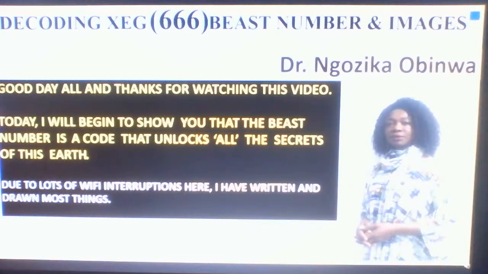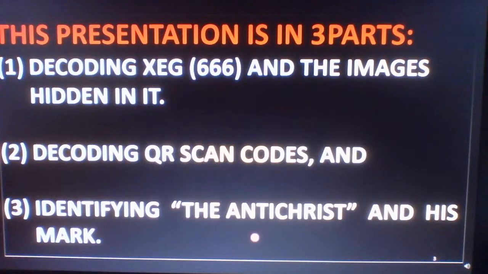Today I will begin to show you that the beast number is a code that unlocks all the secrets of this earth. Due to lots of Wi-Fi interruptions here, I have written and drawn most things. Hopefully you'll be able to see it to read it. This presentation is in 3 parts: decoding SEG and the images hidden in it, decoding QR scan codes, and identifying the Antichrist and his mark.